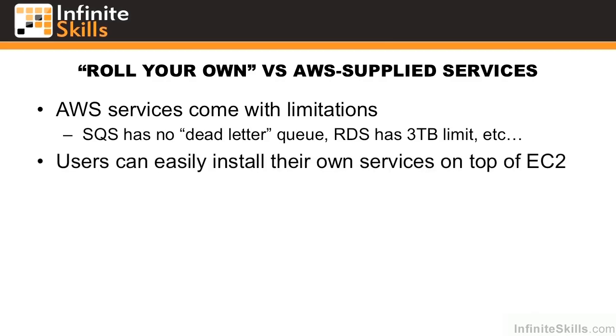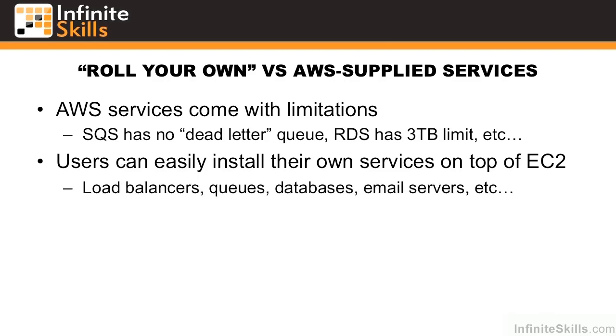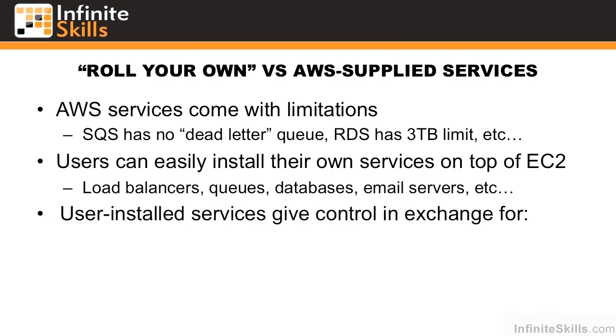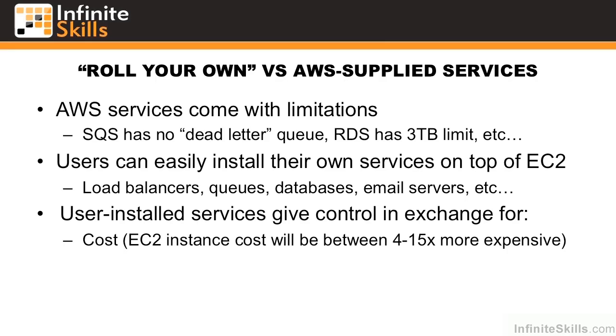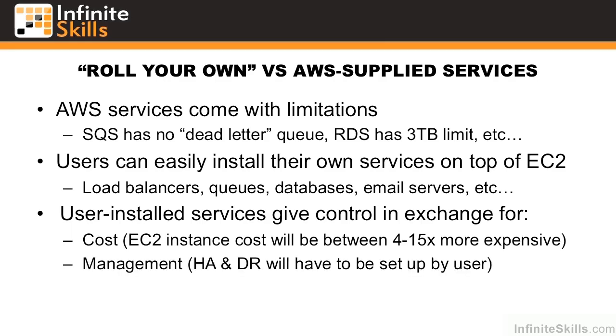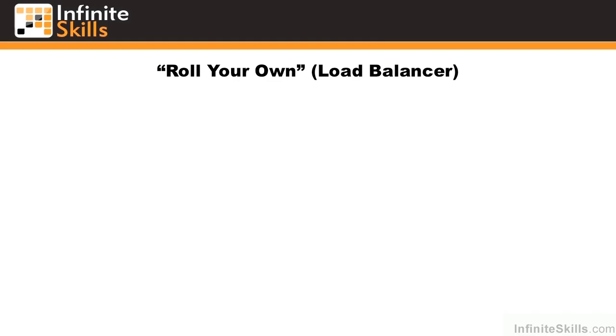Users can also easily install their own services on top of EC2. You could build your own load balancer, queue, database, email server, and so on. The user-installed services will give you more control in exchange for a higher cost. The EC2 instance cost to run the service will typically be between 4 to 15 times more expensive than the service provided by AWS. You'll also have to take care of management yourself. Taking care of things like HA and DR are often complicated, but the user can do that themselves if they choose. First of all, let's look at a roll your own load balancer and the steps involved.